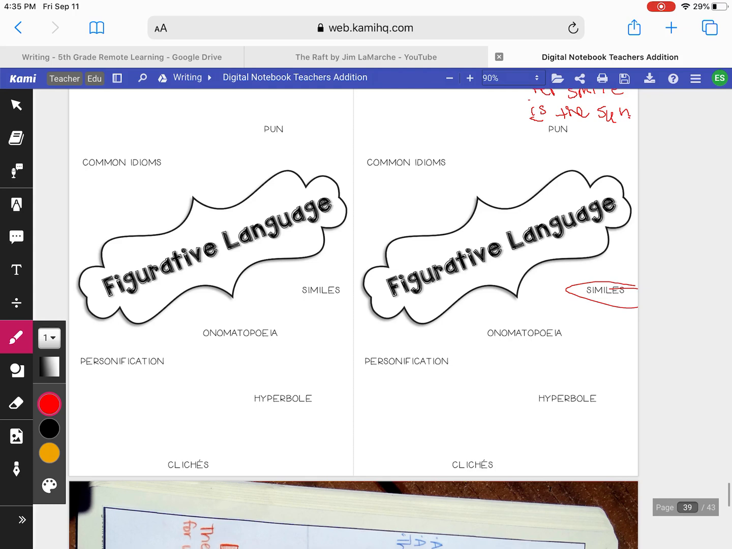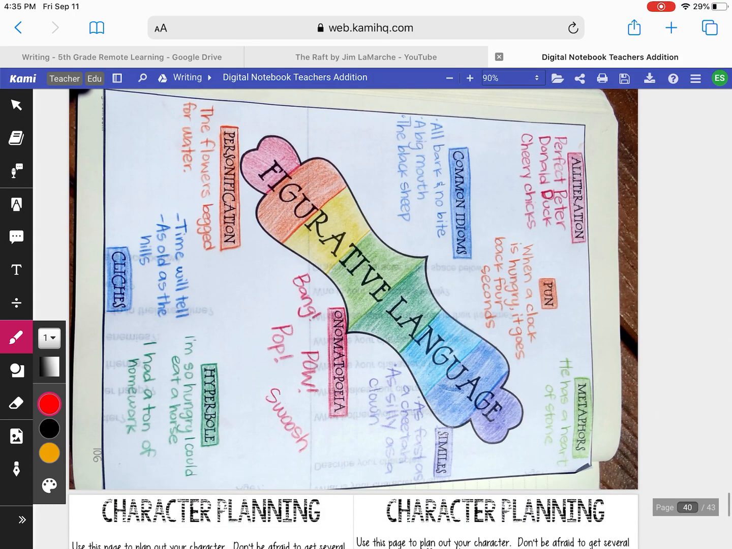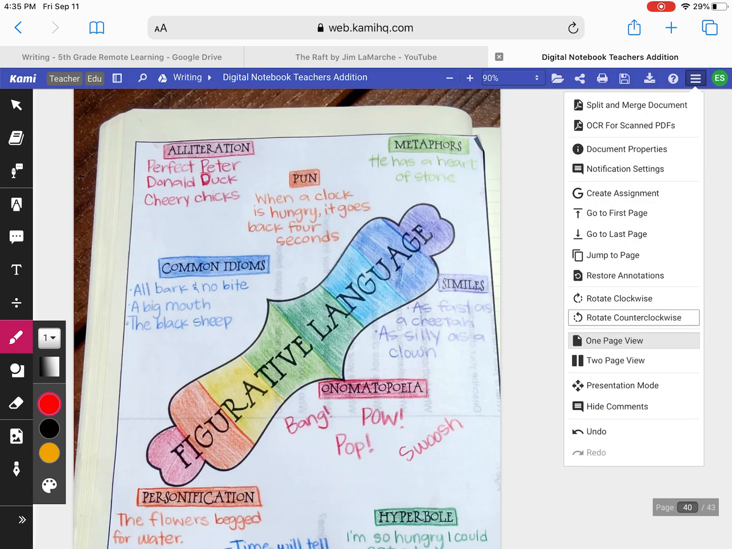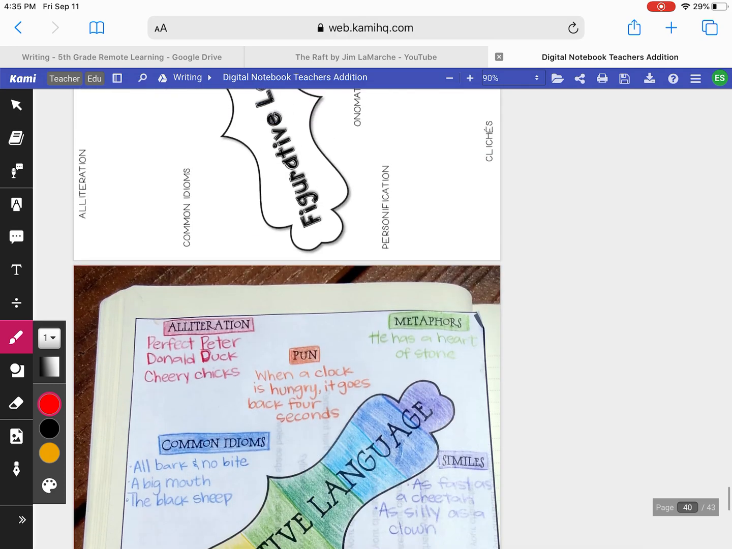All right, and then similes are also a comparing tool, but you're going to use like or as. So down here, as fast as a cheetah, or as silly as a clown. You're not saying that guy is a clown. You're saying he is as funny as a clown. It's a little bit different from a metaphor because you're not saying that person is. You're just comparing it using like or as. Then that is a simile.